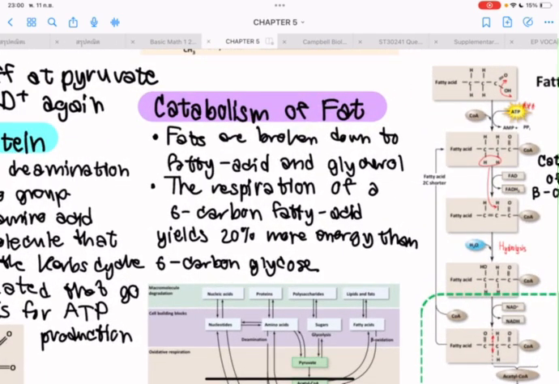Catabolism of fats. Fats are broken down to fatty acids and glycerol. Fatty acids are converted to acetyl groups by beta oxidation. Acetyl groups join with coenzyme A. Fatty acid yields 20% more energy than 6-carbon glucose.